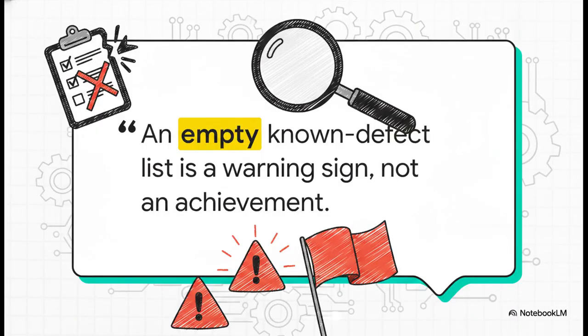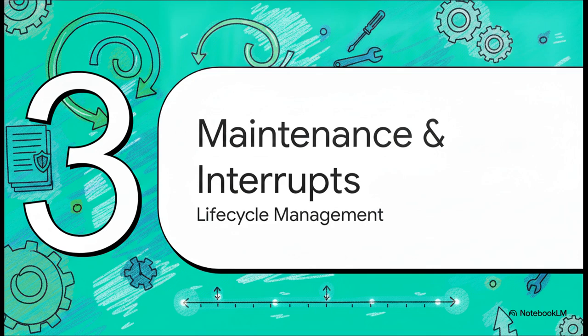I really want you to remember this specific quote. An empty known defect list is a warning sign, not an achievement. Seriously, if you present an auditor with a list of 0 known anomalies for a complex Class C medical product, they're going to know immediately that either you didn't look hard enough or you just didn't bother to write it down. Both of those scenarios are massive red flags. Moving right along to Section 3, Maintenance and Managing Interruptions.